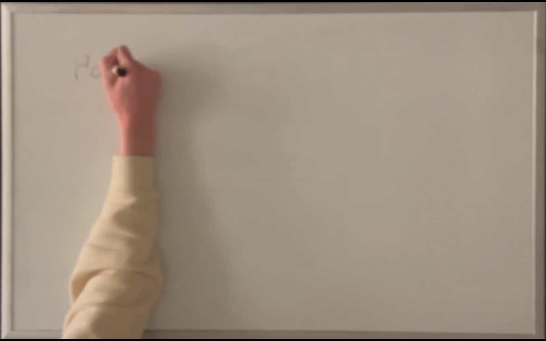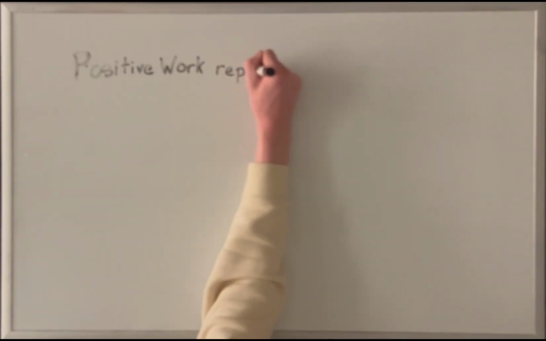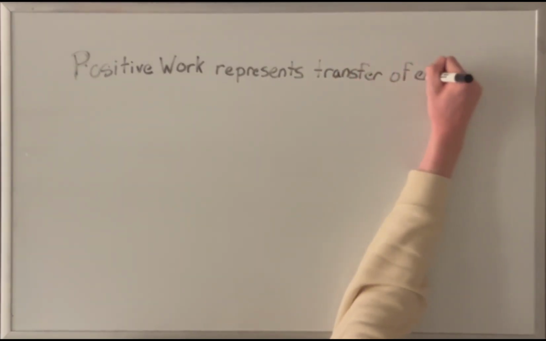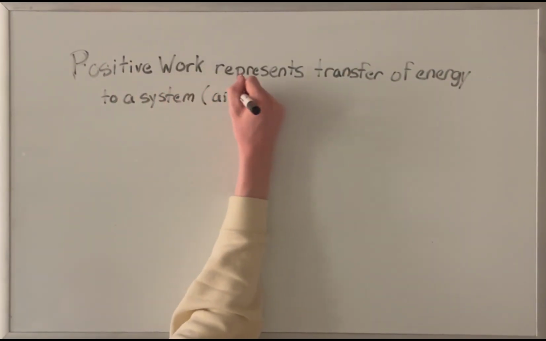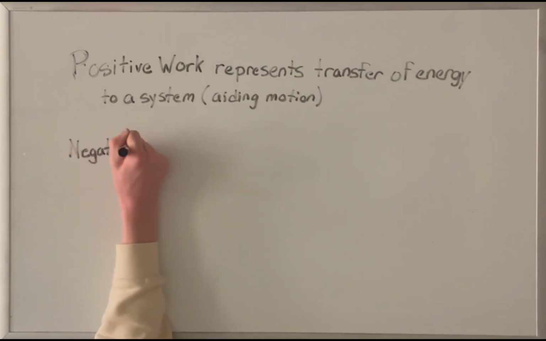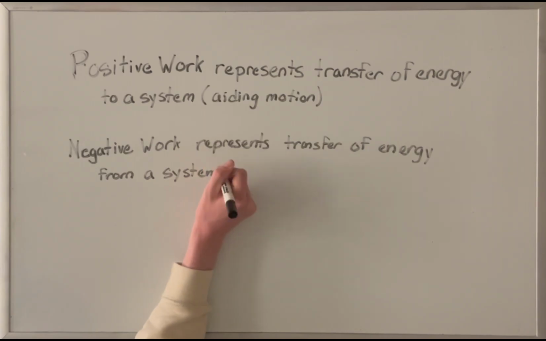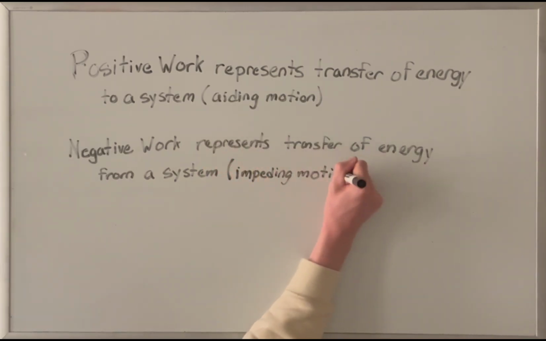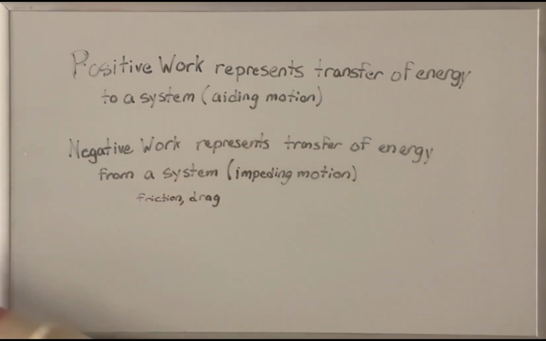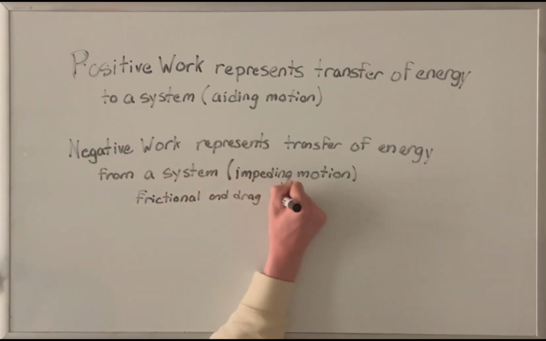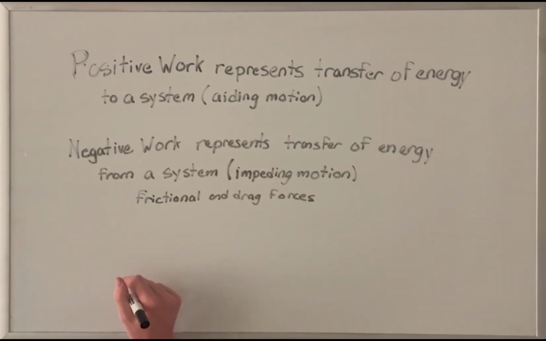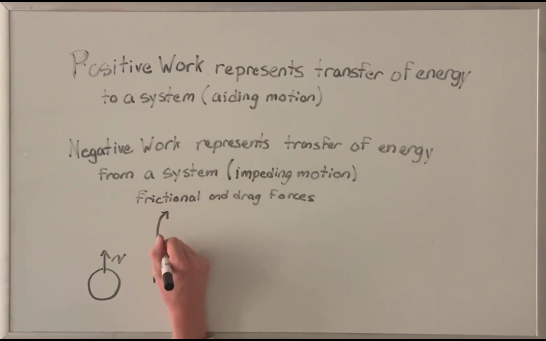We describe the different types of work. Positive work represents a transfer of energy to the system that's basically aiding the motion, while negative work, on the other hand, represents a transfer of energy from the system, which is impeding the motion. Frictional and drag forces are common examples of negative work in systems. So consider a ball. While a ball is moving up, there's going to be negative work on it by the gravitational force. While it's moving downward, there's going to be positive work on it as it speeds up.